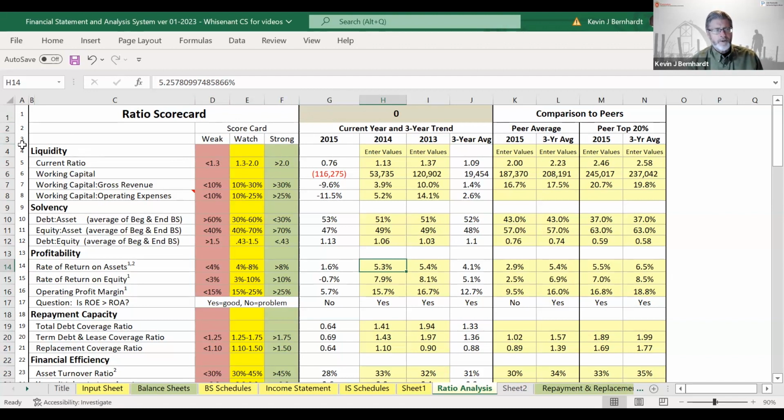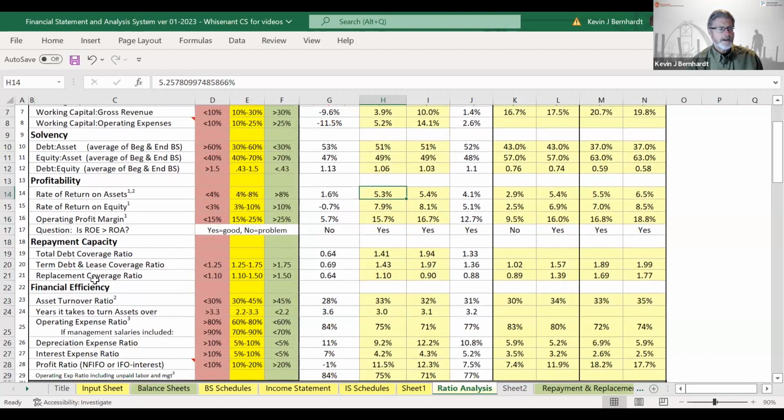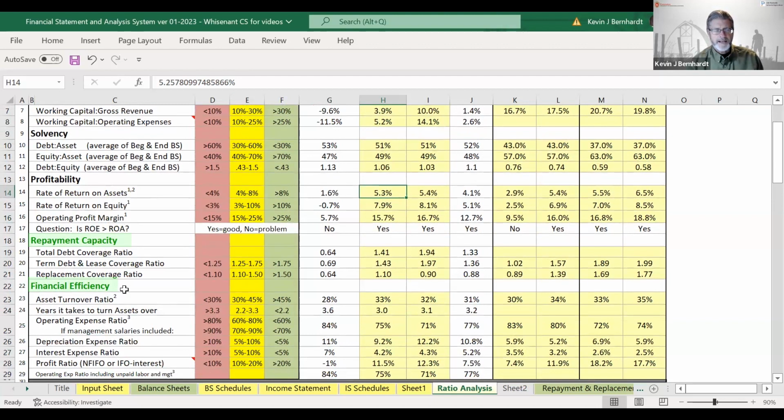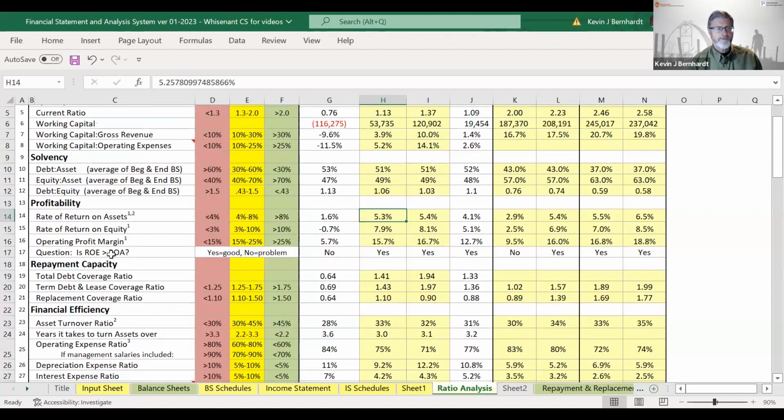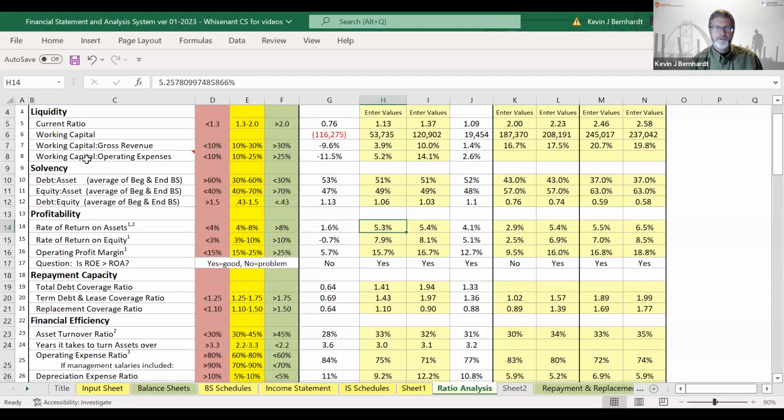And those are in the bold way over here to the left on the visual. Those include liquidity, solvency, I'm circling it here on the spreadsheet, profitability, repayment capacity, and financial efficiency. Together, those 5 areas tell a fairly robust story for the farm. And as you can see, there are a few ratios, a few metrics within each one of those areas to help build that story.